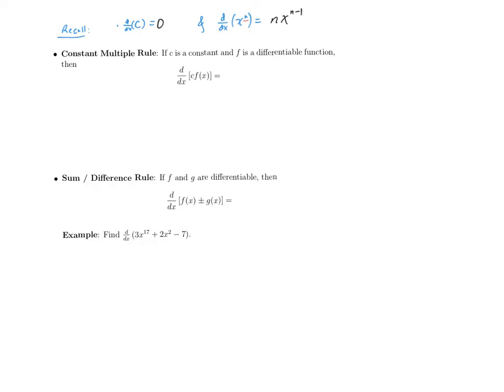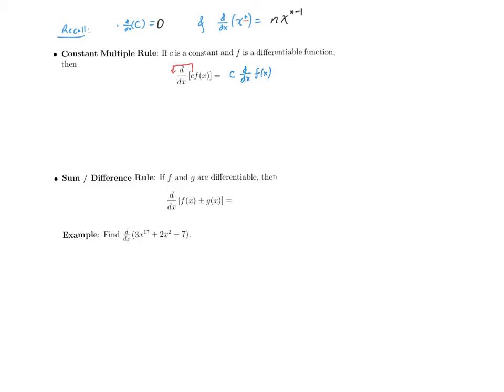The first of which is the constant multiple rule. If c is any constant whatsoever, and f is a function that we can differentiate, then the constant c can simply be pulled in front of the derivative. That is, this is c times the derivative of f of x.